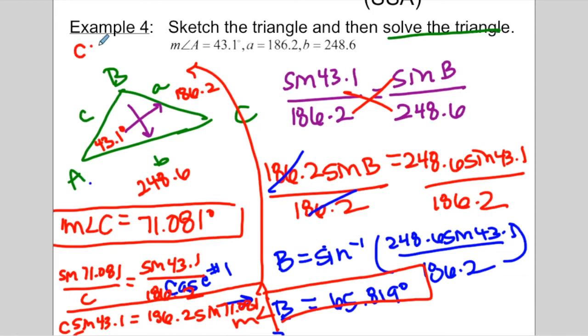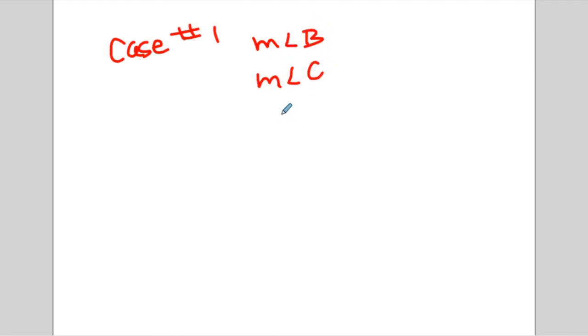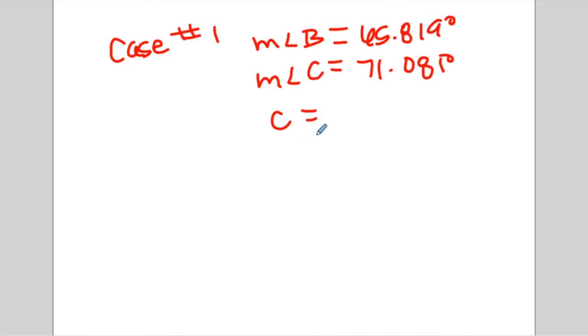I get that side C is equal to 257.790. Okay? So there's my side C, here's my angle B, here is my angle C. This is all for case 1. Case number 1, these are the answers you should have gotten. Angle C is 71.081 degrees, and B is 65.819 degrees, and then we found side C, which was 257.790. Okay, that was case 1.